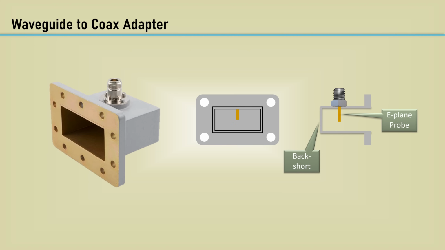The back end of the adapter is called the back short. The probe is placed a quarter wavelength from the back wall of the adapter so that the wave reflected off the back wall cancels out, just like our quarter wave insulator concept.